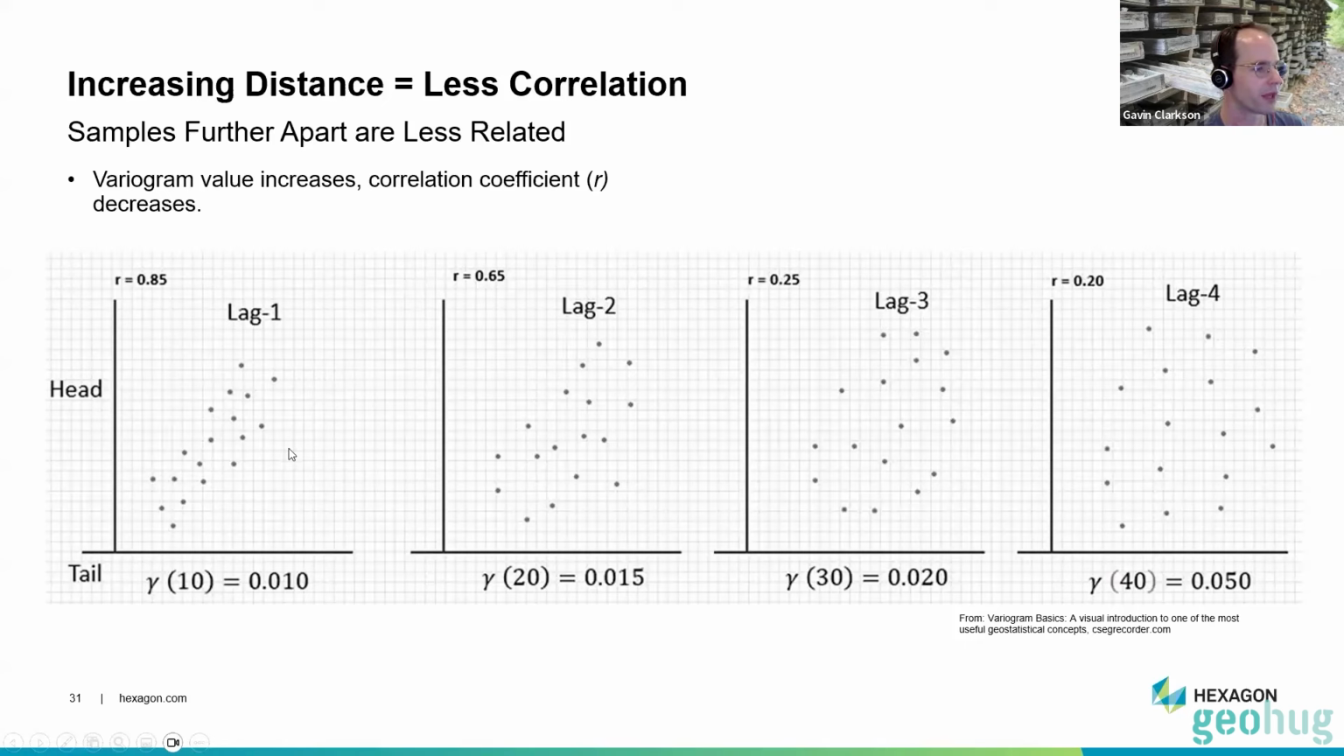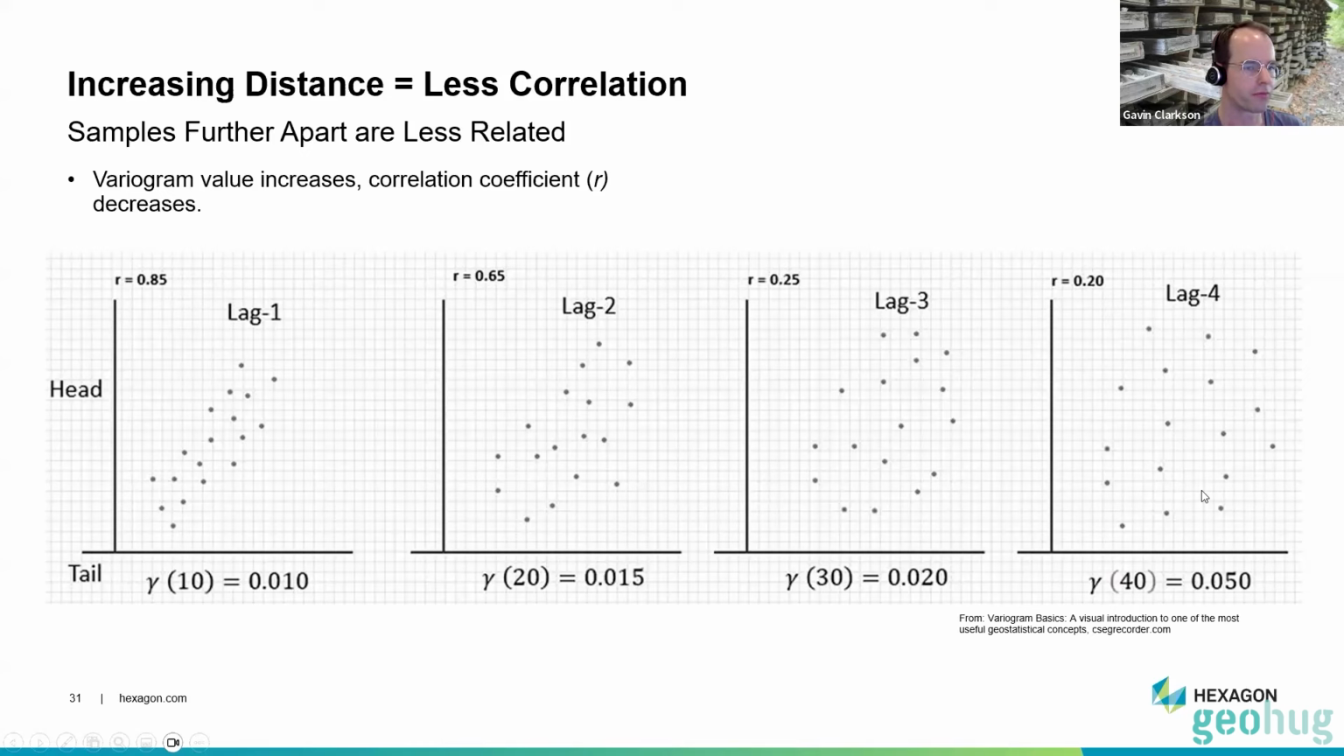And then in this example, as my lag separation gets bigger, let's say this was at my 100-meter spacing. If in my deposit you're only 100 meters away from the sample, you're going to be pretty similar to it. They're going to be pretty well correlated on average. And you can see that from the scattering of tails and heads that was collected. For any samples that were separated by 100 meters, its tail value was pretty close to its head value, or at least if one increased, so did the other. And as separation increases, that correlation goes down. You can see the correlation coefficient gets smaller and the variogram value gets bigger until you're essentially uncorrelated.